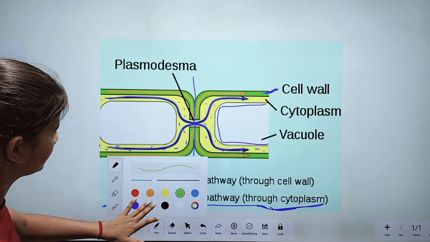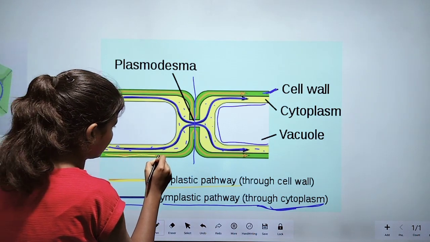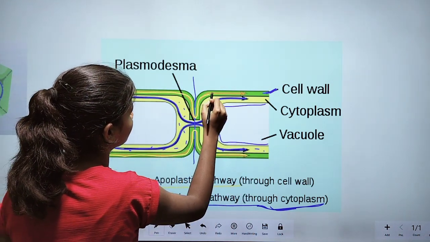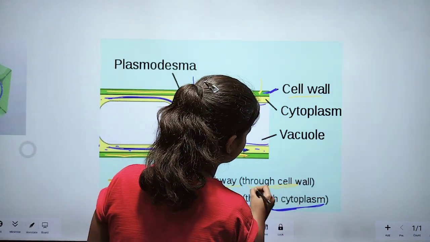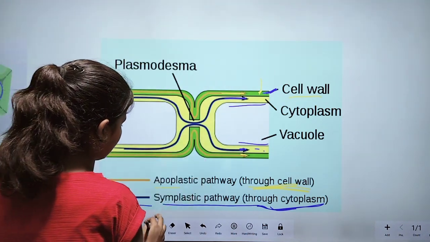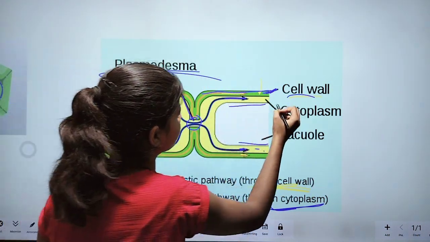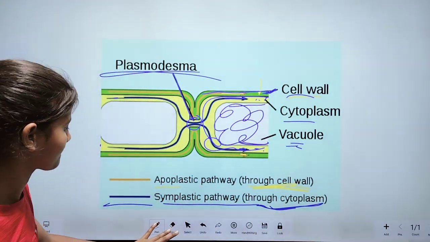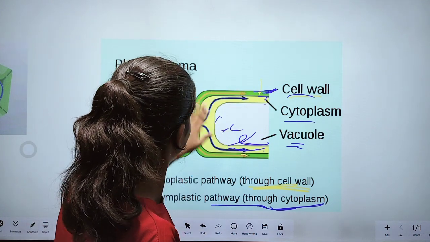Okay. And this yellow part is known as the apoplastic pathway. And this one is the cell wall. Through the apoplastic pathway, it moves through the cell wall. And this is a cell, and this gap is known as plasmodesmata. This green part is the cell wall, and this yellow one is cytoplasm. And this white one is what? Vacuole. Okay. So I hope you understand about plasmodesmata.